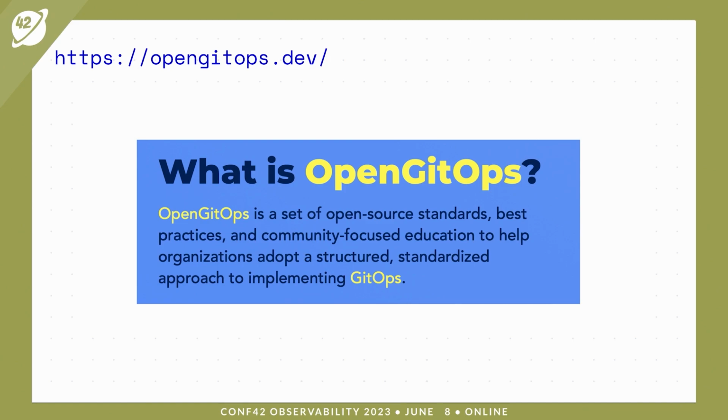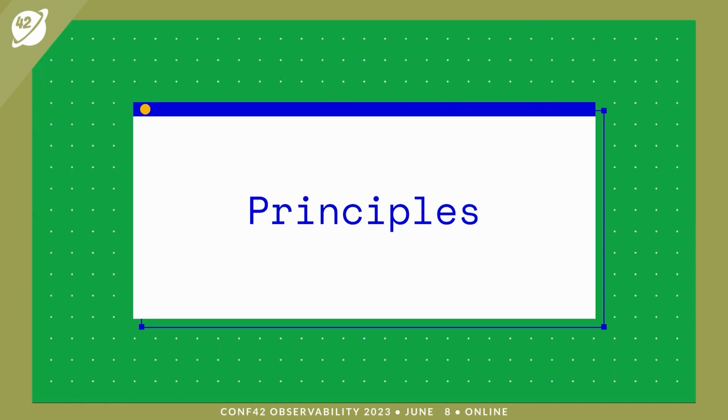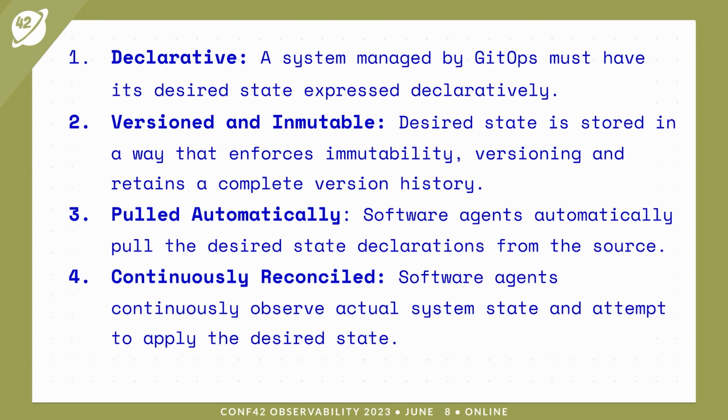It's not about the implementation or tooling. It's a neutral vendor site. The principles of GitOps, which I have to say are extracted from the site: the first principle is that it's declarative, so you don't do imperative command lines. It's based on manifest files, like I said on a previous slide. A system managed by GitOps must have its desired state expressed declaratively.